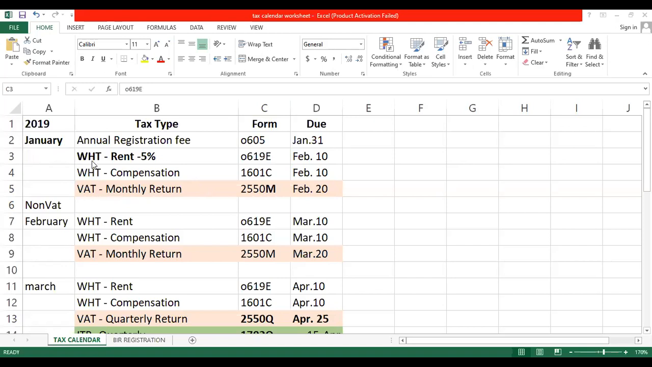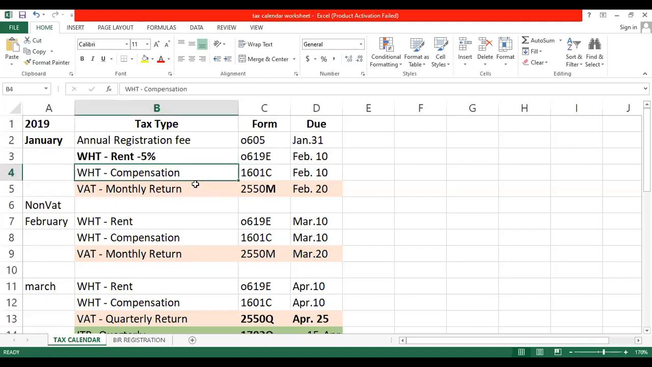Therefore, the taxpayer cannot deduct rent expense unless there is tax withheld. So, if the taxpayer is not withholding 5% tax on rentals, then you should not declare a rent expense in your income statement. Because if you are under audit, then you will be penalized. The BIR examiner will ask for the tax withheld.